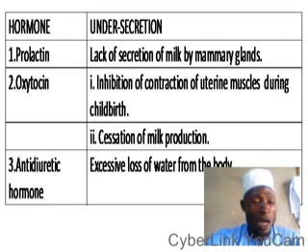Then the other hormone to talk about its undersecretion is oxytocin. One of the effects of undersecretion of oxytocin is that it inhibits the contraction of uterine muscles during childbirth. Another effect of undersecretion of oxytocin is that it leads to cessation of milk production. That is, it inhibits the production of milk by mammary glands.